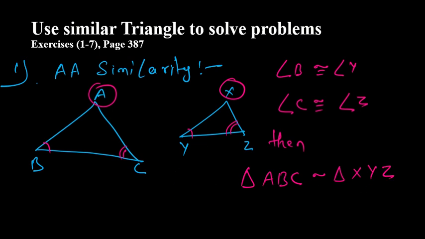So for example, if I say this is 30, 60, and this is also 30 and 60, then you can say that triangle ABC is similar to triangle XYZ. And this will come out as 90 in both triangles. Okay, next one.